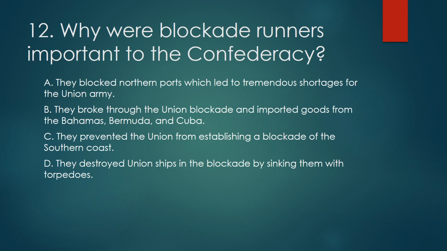12. Why were blockade runners important to the Confederacy? A, they blocked northern ports, which led to tremendous shortages for the Union Army. B, they broke through the Union blockade and imported goods from the Bahamas, Bermuda, and Cuba. C, they prevented the Union from establishing a blockade of the southern coast. Or D, they destroyed Union ships in the blockade by sinking them with torpedoes.